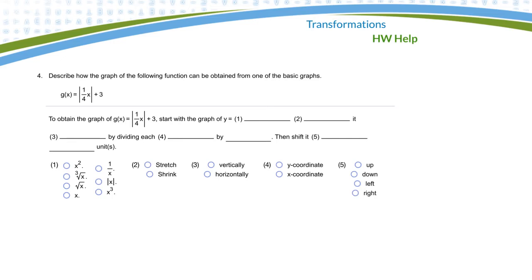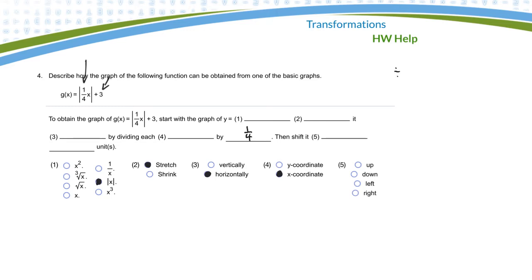Okay, similar kind of question. This is the absolute value question again. So this tells me that it's going to go up 3. And this tells me that it's not going to shrink, because if it's a fraction, it's going to stretch horizontally by dividing every x value by a quarter. So let's answer the questions here. I'm going to take the absolute value graph, and this one is going to stretch it because it's in between 0 and 1. And it's going to stretch it horizontally by dividing each x coordinate by a quarter.